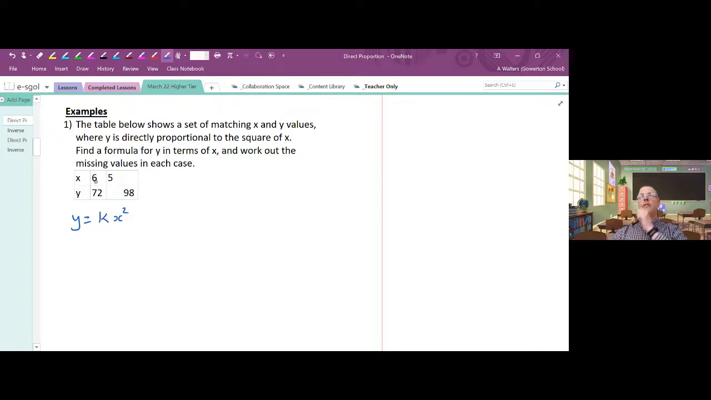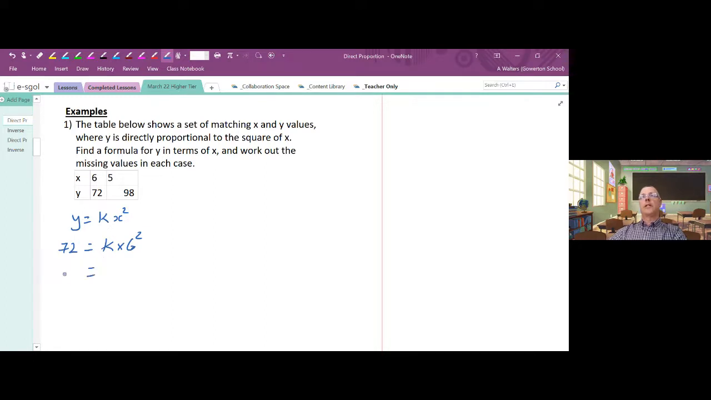Okay, so we are given a value for x and a value for y. Now you must substitute these in and make sure that you do put 72 down for y, and make sure you put 6 down for x. So k x squared means k times x squared. And in this case, I'm substituting x and replacing it with 6 squared. Okay, so then it's just a case of rearranging things to get the value of k.